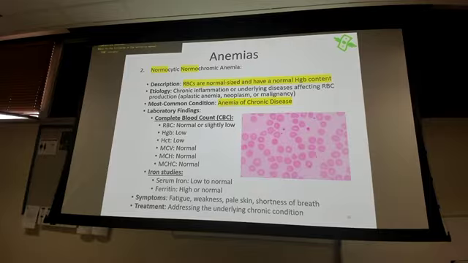Normocytic normochromic. That just means that the cells look normal. They're normal sizes, they got normal amount of hemoglobin in it. But with these type of anemias, the red blood cells might be normal, but the hemoglobin and hematocrit are low. And then your MCV, MCH, and MCHC are normal.